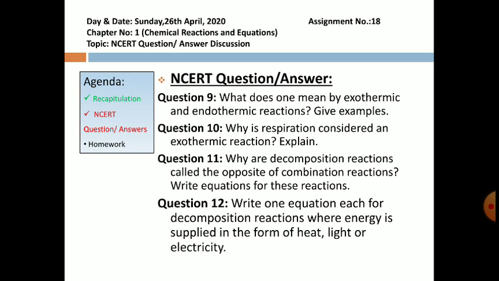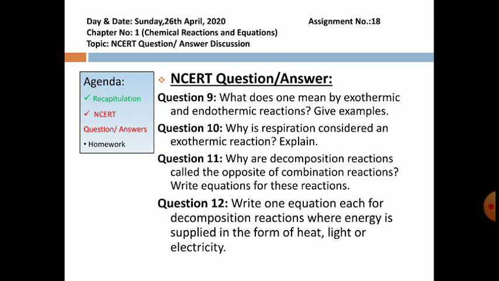Example, when ferrous sulfate is heated, it gives ferric oxide, sulfur dioxide and sulfur trioxide. The balanced chemical equation is 2FeSO4 gives Fe2O3 plus SO2 plus SO3.